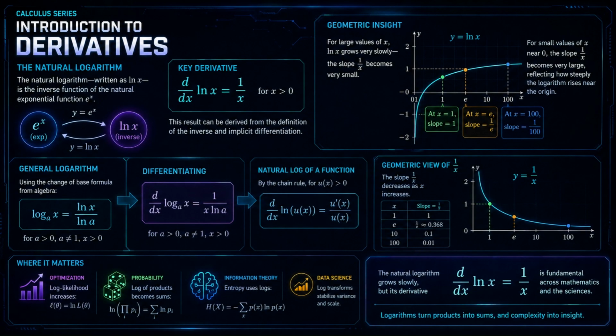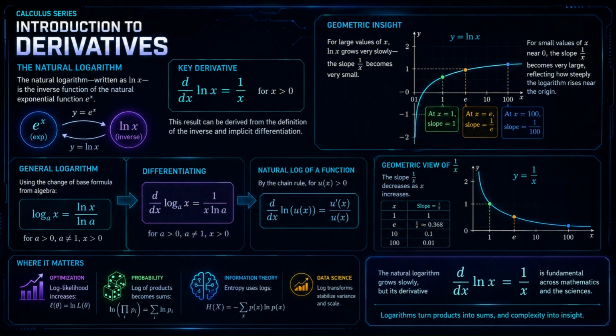The natural logarithm, written as the natural log of x, or ln of x, is the inverse function of the natural exponential. Its derivative is one of the most important in calculus. d over dx of the natural log of x equals 1 over x, for x greater than 0. This result can be derived from the definition of the inverse and implicit differentiation, which we will discuss in a later scene. Let us think about what this says geometrically.